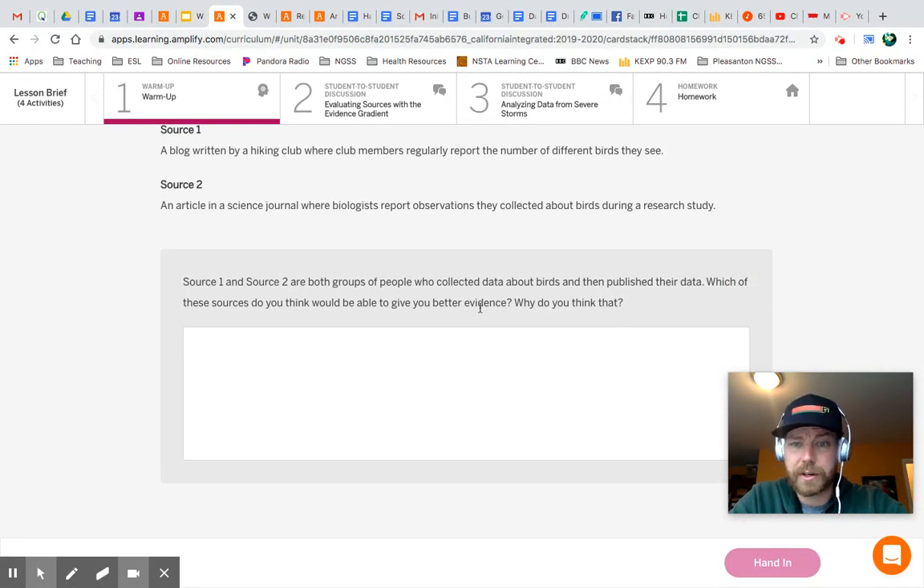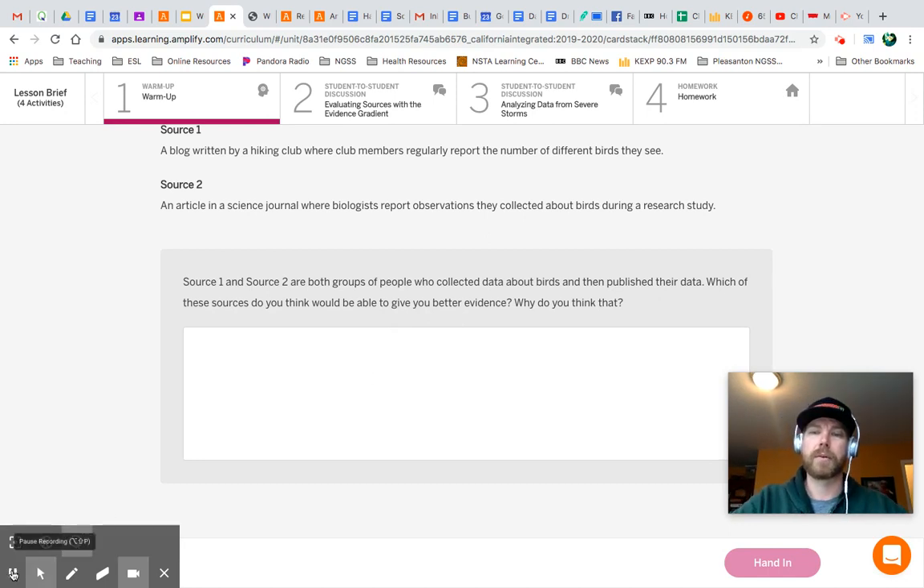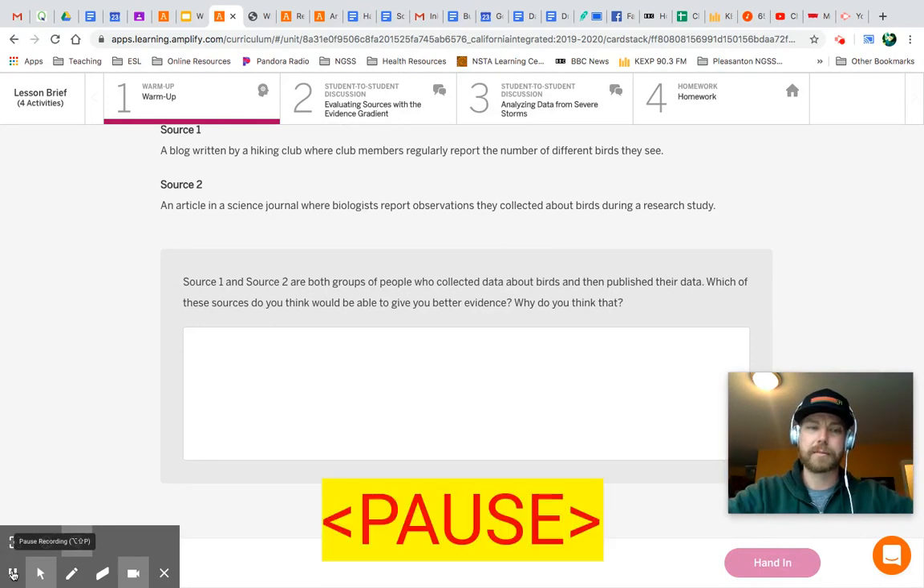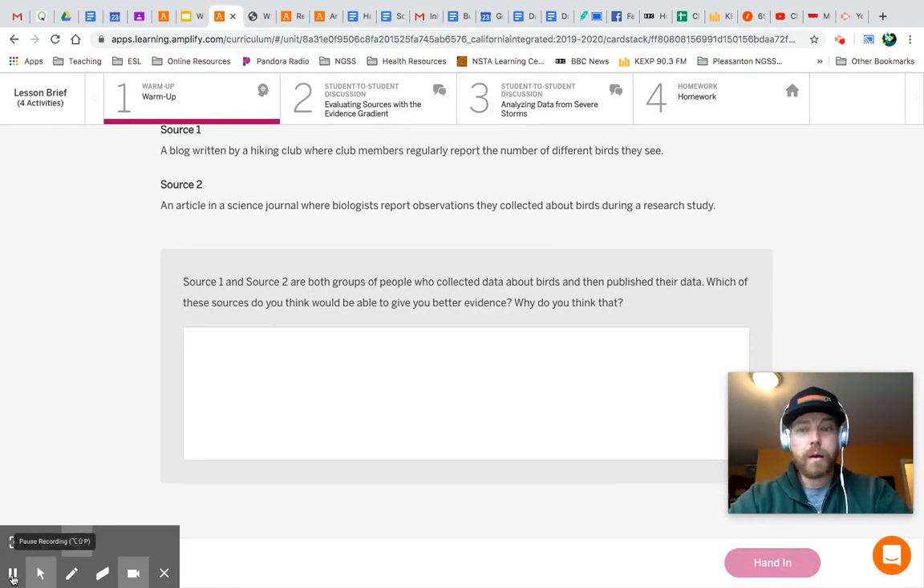So the question here is, which of these sources do you think would be able to give you better evidence, higher quality evidence, and why do you think that? So I'm going to go ahead and say hit pause and then answer that question. Pause. Welcome back. What did you say? If you said source number 2, well, I agree with you.